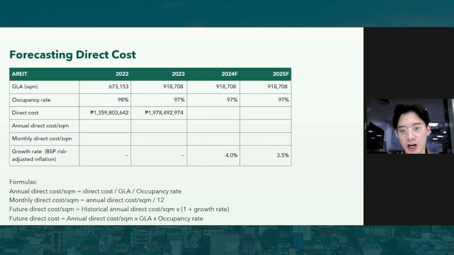And then for the monthly direct cost per square meter, we just have to divide that by 12. And then for the future direct cost per square meter, we'll apply the future value formula, which is basically historical annual growth per square meter times one plus the growth rate, or in this case, inflation. And then once we have those, we can finally get direct costs, which is future direct cost equals annual direct cost per square meter times GLA times the occupancy rate.